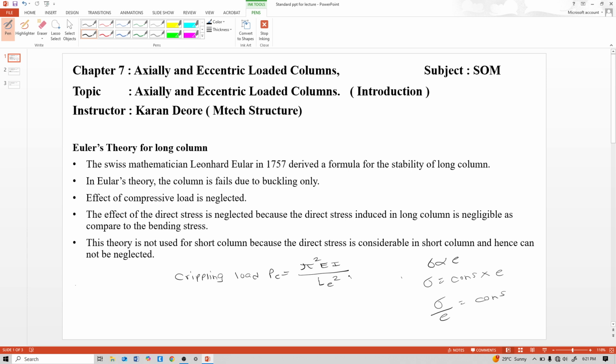I will give you the link of the moment of inertia and modulus of elasticity concepts in the description box. And the effective length I also told you in the previous lecture: effective length is nothing but the distance between the points of contraflexure of the column. Remember this formula: PC is equal to pi square EI upon LE square. Okay, thank you very much.